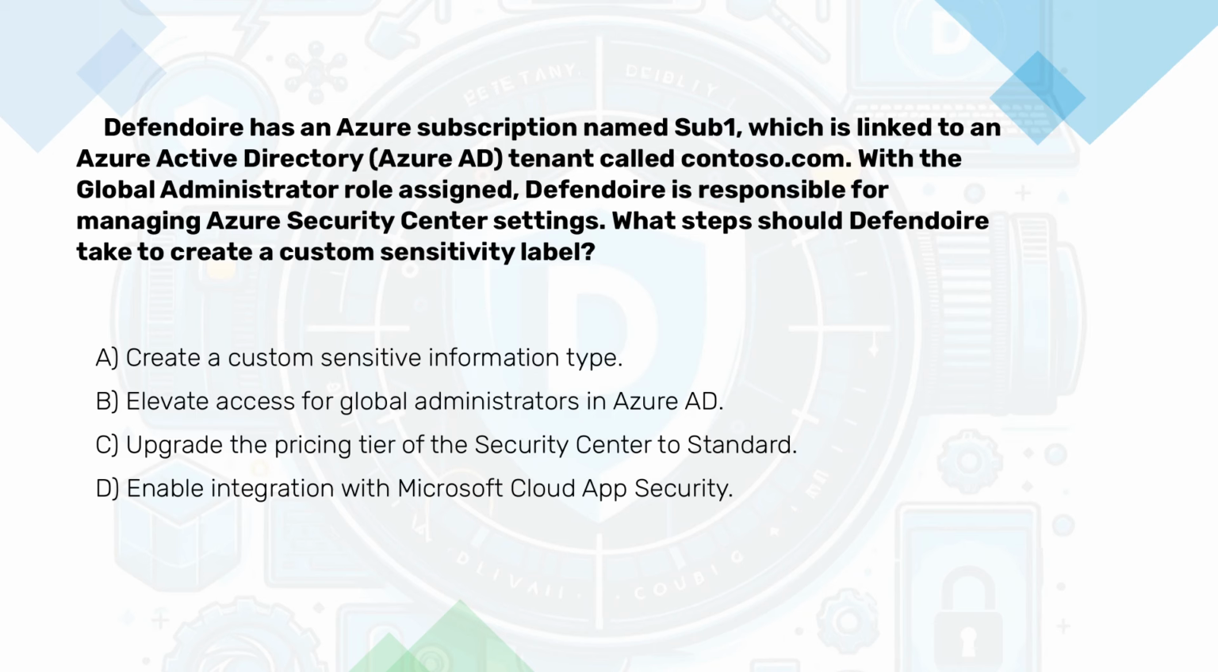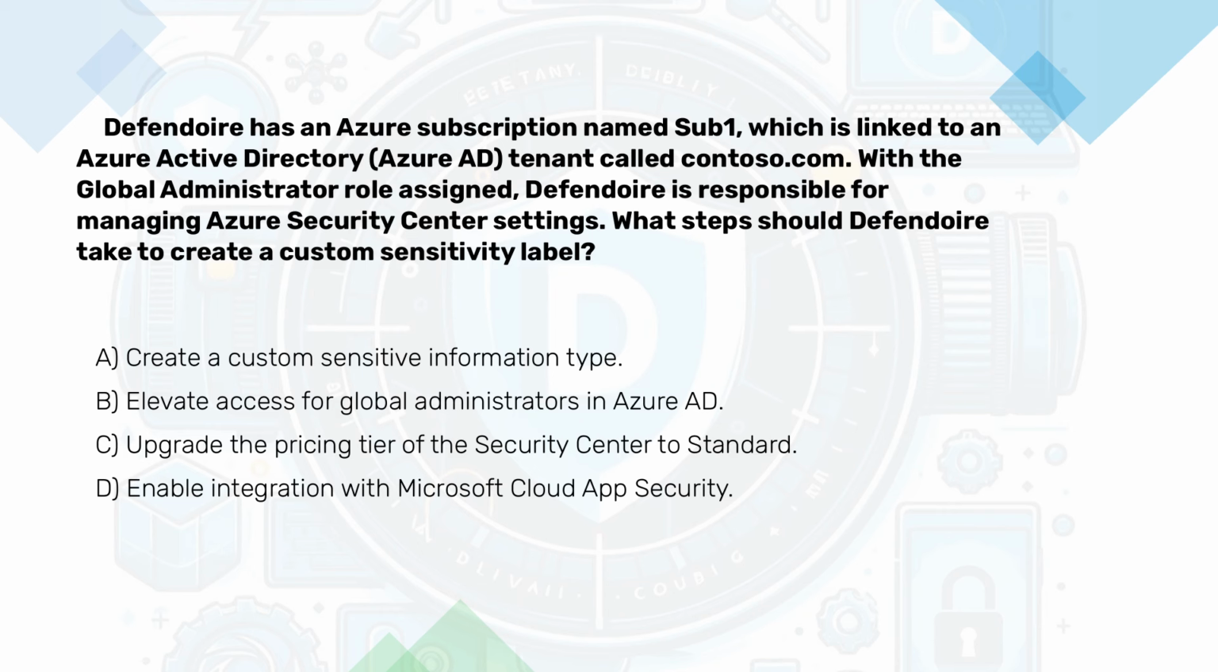We have an Azure subscription, which is linked to an Azure Active Directory tenant. With the Global Administrator role assigned, we are responsible for managing Azure Security Center settings. What steps should we take to create a custom sensitivity label?